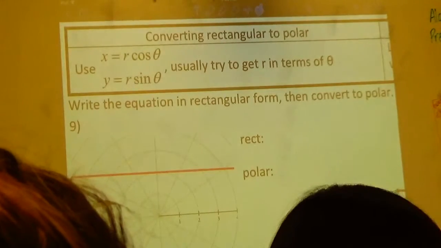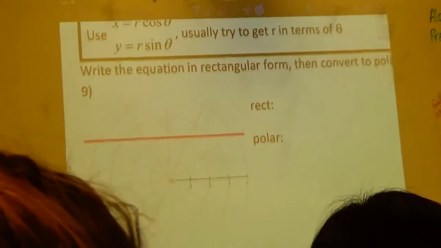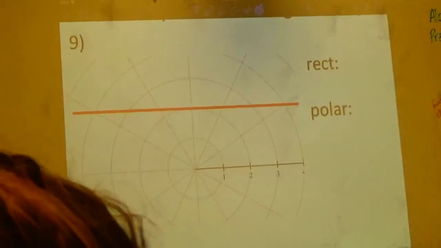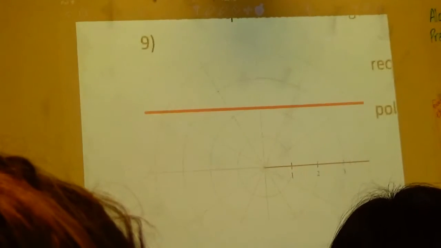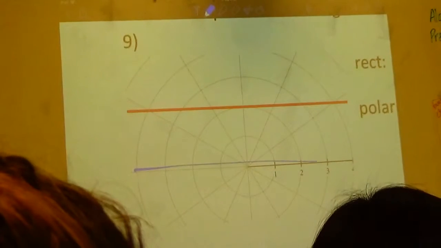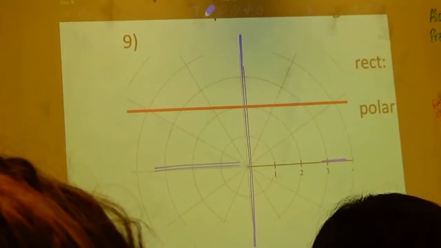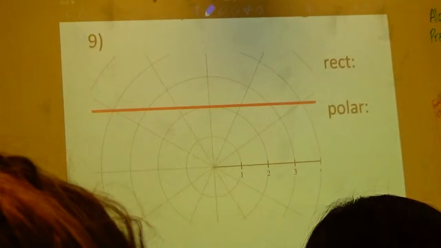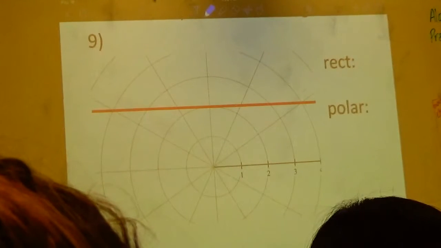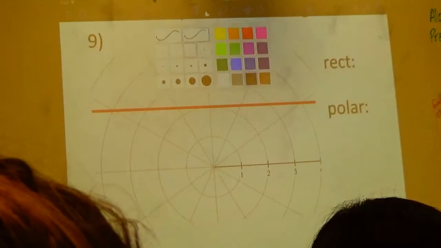So, now you can barely see it, but if I look up here, if I think of this as the x-axis, this is the y-axis, what is the equation of that red line? Oh, y equals 2. Wonderful.